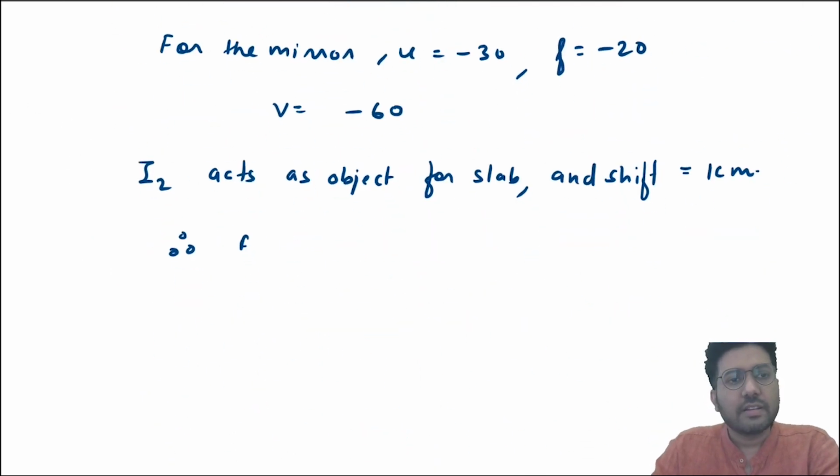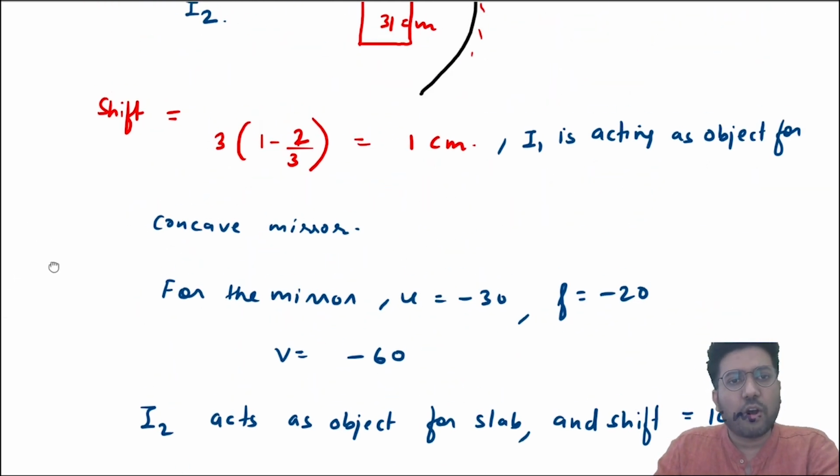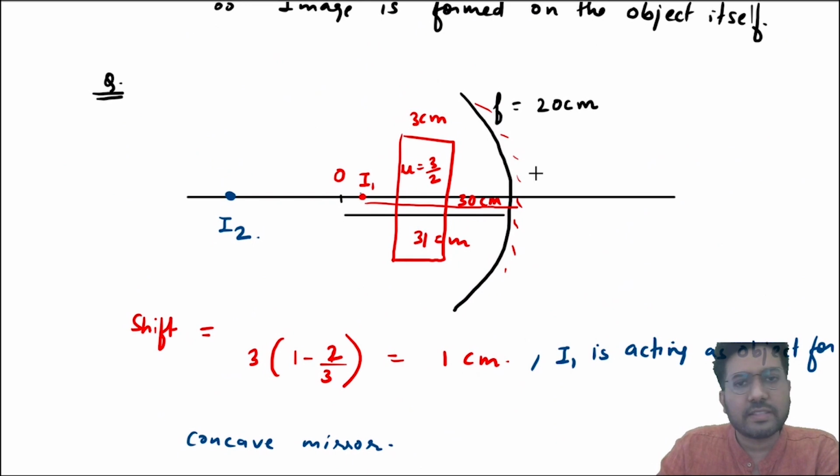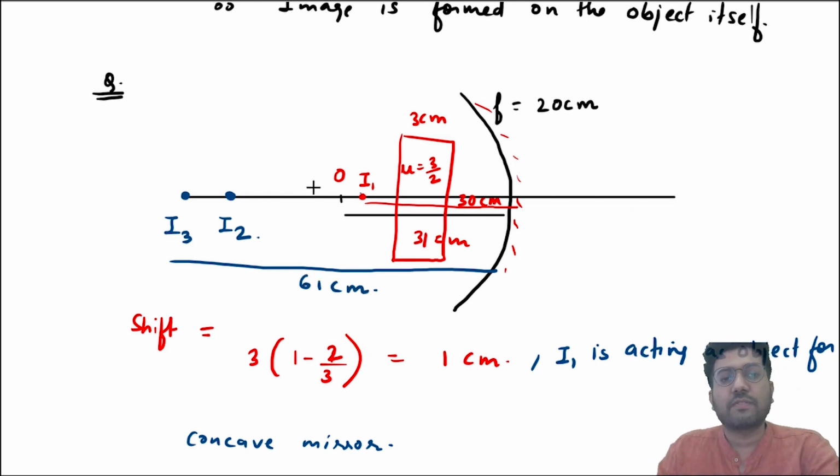So, I'll write, therefore, for the I2 acts as object and shift is 1 centimeter. Therefore, answer will be 61 centimeter. So the final image will be formed at a distance of 61 centimeter from the pole of the concave mirror. This is the final image at a distance of 61 centimeter from the pole of the concave mirror.